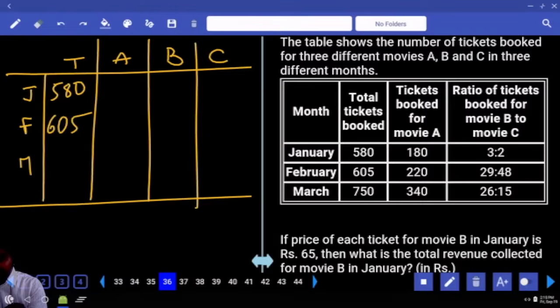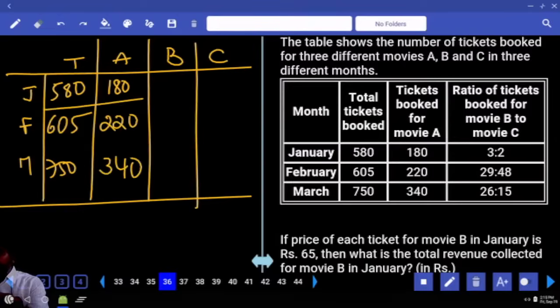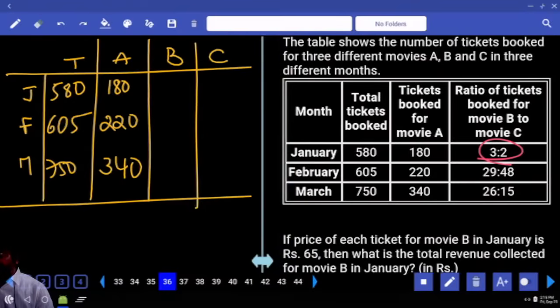So total we already have, you don't have to write it, but for safe side I am writing. A is 180, 220 and then 340. Out of 580, 180 is there. Remaining 400 divided in the ratio 3:2.